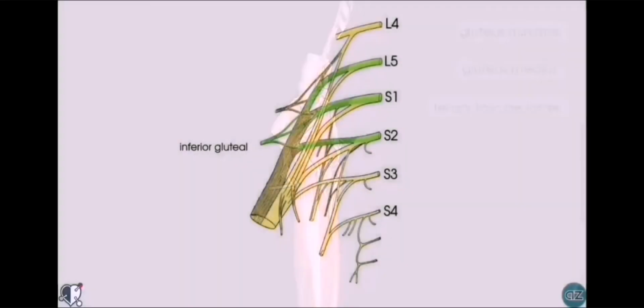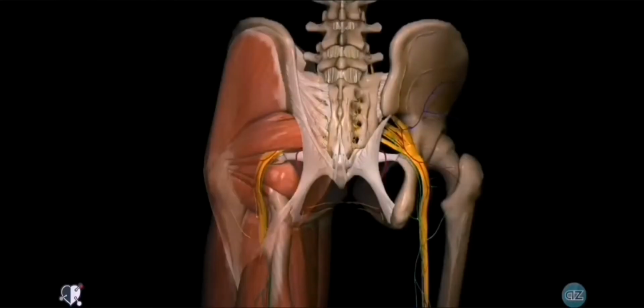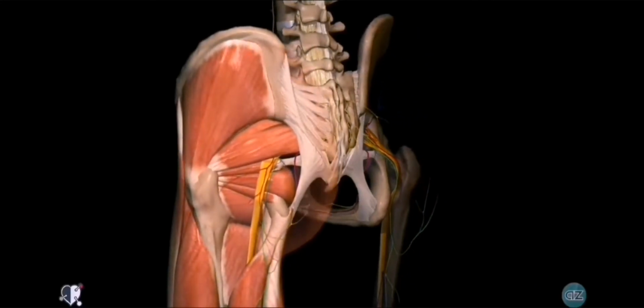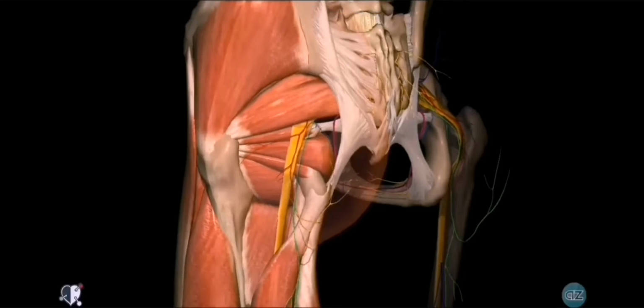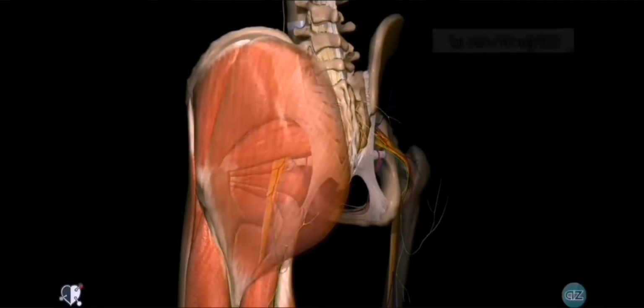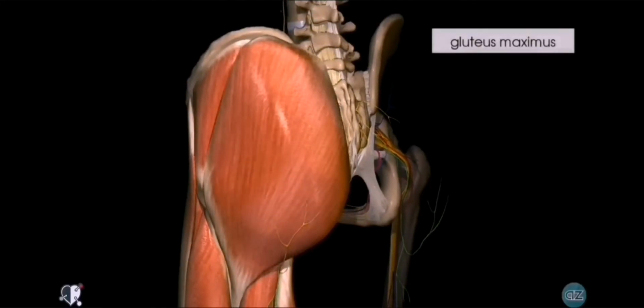The inferior gluteal nerve originates from spinal nerves L5, S1 and S2. This nerve leaves the pelvis via the greater sciatic foramen, entering the gluteal region inferior to the piriformis muscle. It is accompanied by the inferior gluteal artery and vein for much of its course. Its motor function is to innervate the gluteus maximus muscle.